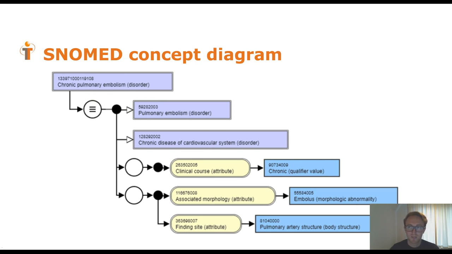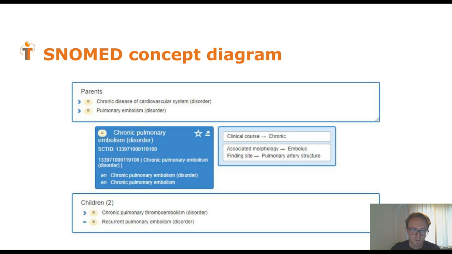A SNOMED concept can be represented in a graphical manner, as shown in the slide, and the concept in question is chronic pulmonary embolism, which is a pulmonary embolism and is a chronic disease of the cardiovascular system. In the hierarchy of SNOMED, these are parent-child relationships, and apart from these ISA relationships, several attributes are shown that further provide some metadata to the concept. There's a clinical course, a chronic clinical course, looks like an embolism, and it is found in the pulmonary artery. And this view is very useful to humans to understand the concept, but computers are at a loss.